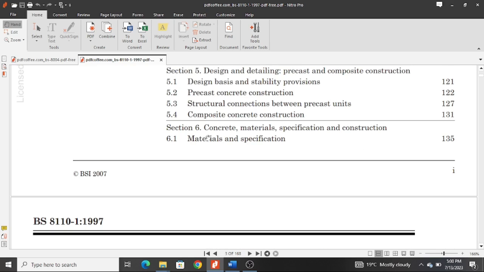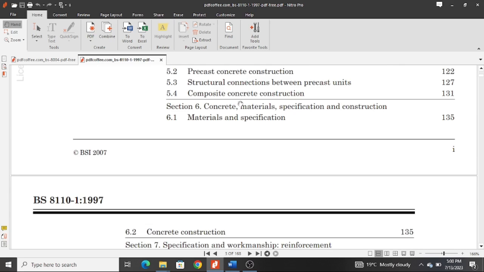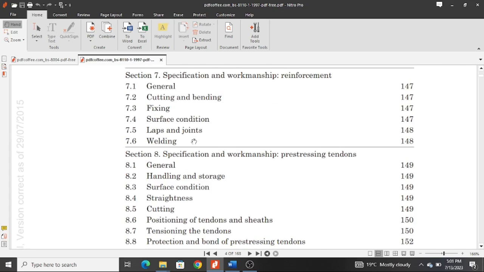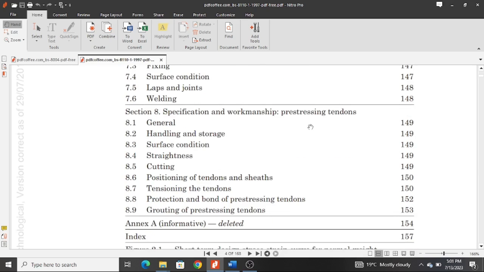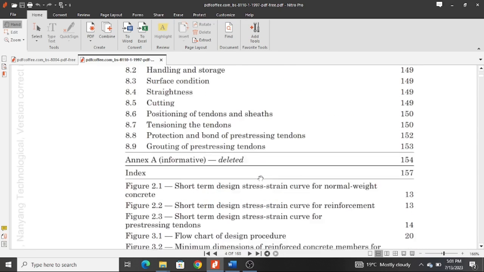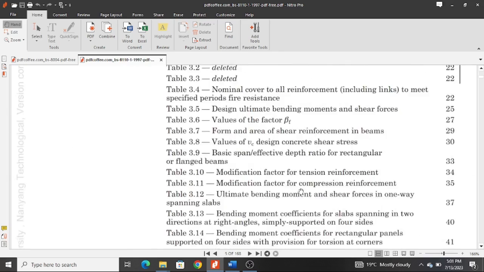And then another most important part or section that people normally ignore is the specification and construction materials. This is what will tell you how to strike your formwork, after how many days, how to do curing, how many days, how to treat structural elements and all that. And you have all this other information, including workmanship in terms of laps and jointing, fixing, cutting and bending and welding. And you also have issues to do with pre-stressing tendons. So you see this code is very rich with information.